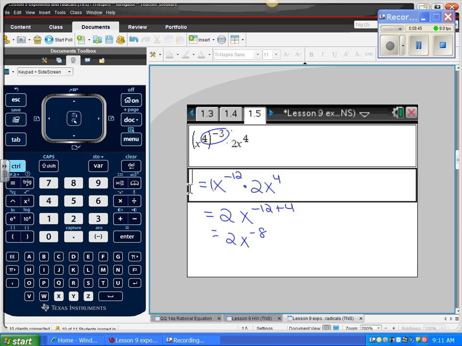Okay, now this piece is really important. Do we like negative exponents? No. What is that negative exponent attached to? The x. Is it attached to the 2? No. So do I need to take and adjust the 2 at all? So the 2 is fine where it is. So you're saying I don't have to move the 2.